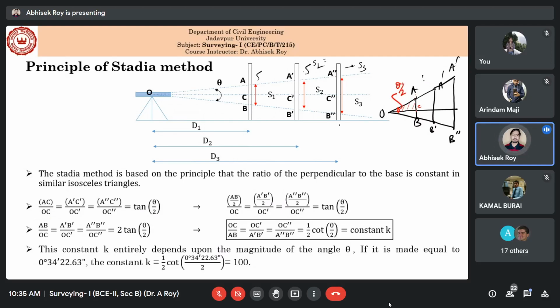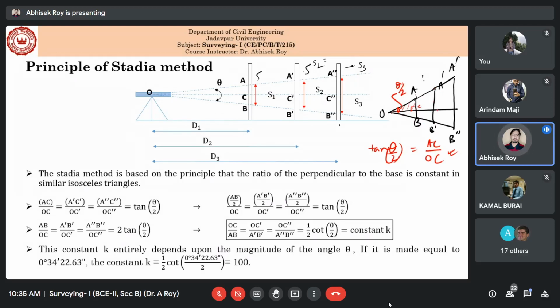Now if you calculate from this triangle, as this is 90 degrees, tan of theta by 2 will be AC by OC. Am I right? Is it clear? From this triangle, tan of theta by 2 equals AC by OC. Is that clear to everyone? Clear holo sabar kache?